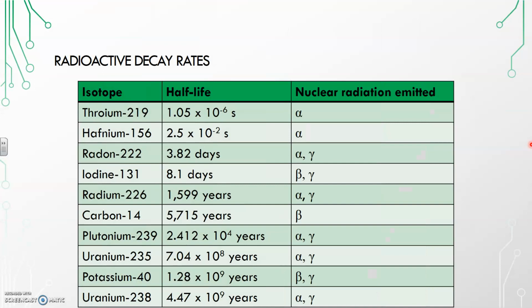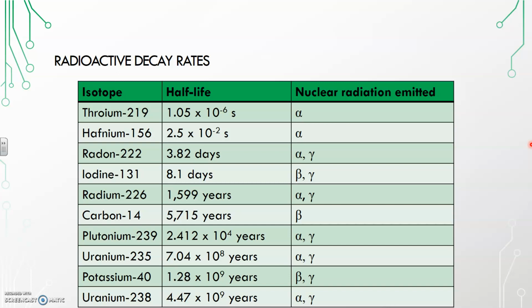So, radioactive decay rates. This is looking at the different types of nuclear radiation that are emitted on the right here. And then on the left, you can see the isotope and its half-life. So you have thorium-219, which has a half-life of 1.05 times 10 to the negative 6 seconds. That's a really quick half-life.